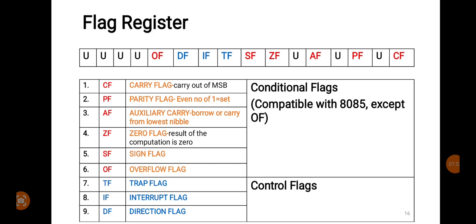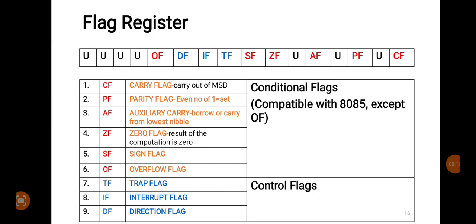Auxiliary carry: this carry flag will be set for the borrow or carry from the lowest nibble. For subtraction, borrow will be performed. For addition, carry will be performed. Zero flag: if the entire result of the ALU operation is 0, this will be set.